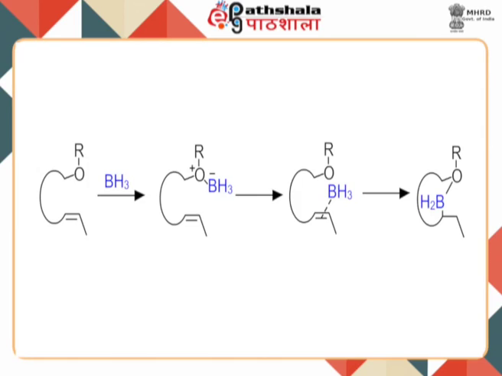Now, you can see here in this example, at one end there is an OR group and at the other end you have the alkene double bond. When it is reacted with BH3, first of all the BH3 forms the oxygen boron complex at the OR end, and then from this it is ultimately transferred or tethered to the alkene, and finally it rearranges itself to have the BH2 and H.